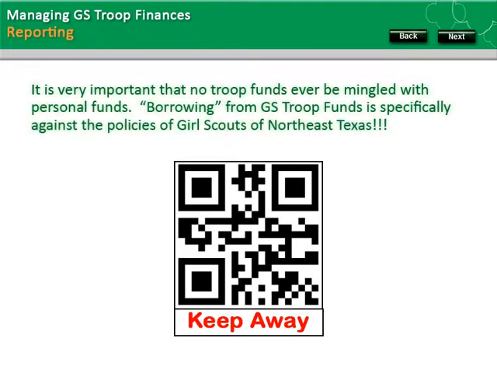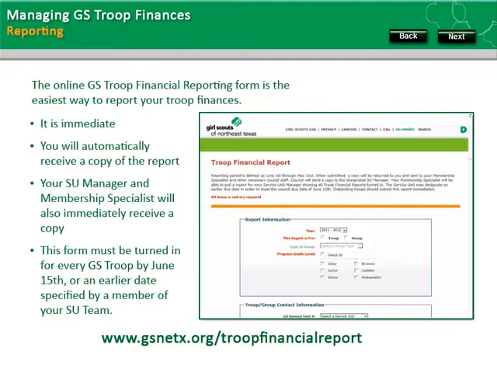A great tool that makes it easier to comply with the annual reporting requirement is the online GS Troop Financial Report. The paper form is still a valid form to use when submitting the annual troop financial data. However, the process takes much longer and is much less secure.